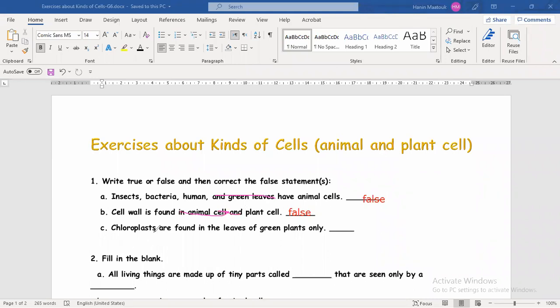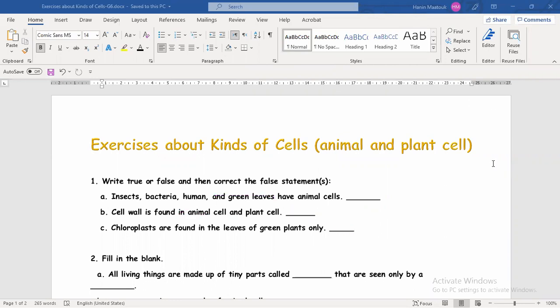The third one, chloroplasts are found in the leaves of green plants only, and this is true because chloroplasts are part of the plant cell and specifically the green plant, because they are the ones that will make photosynthesis, or make their own food. This is for question number one. Let's move to question number two.